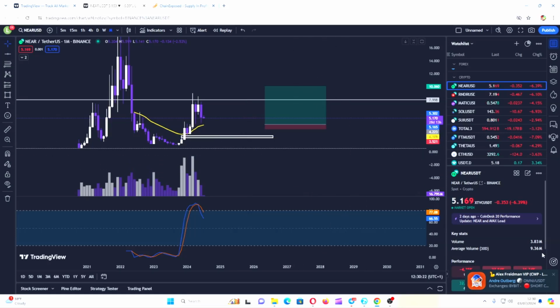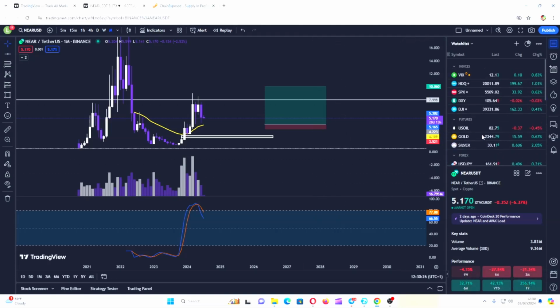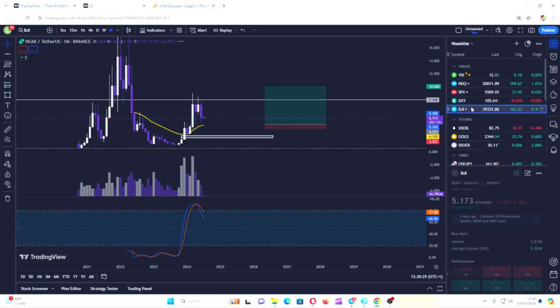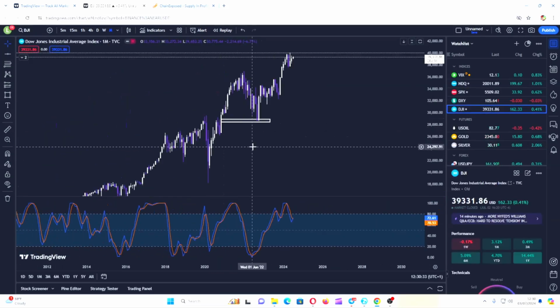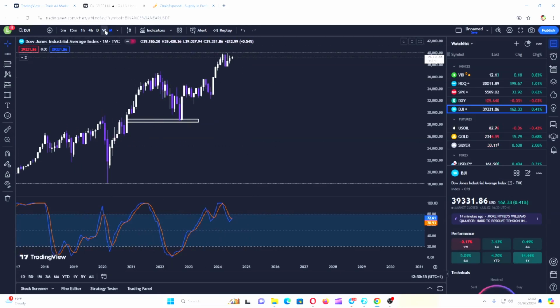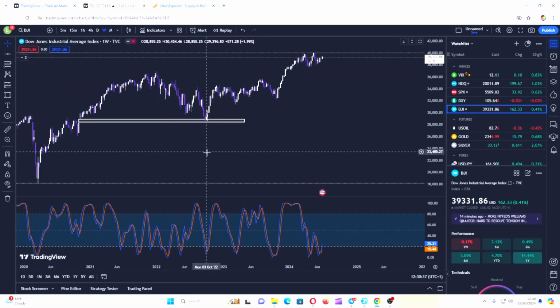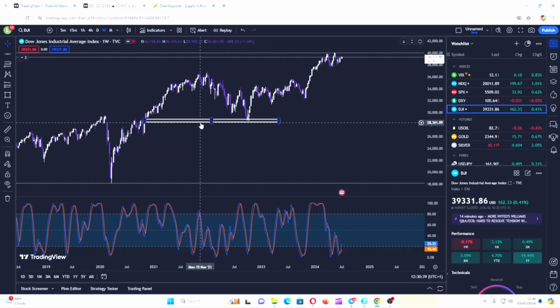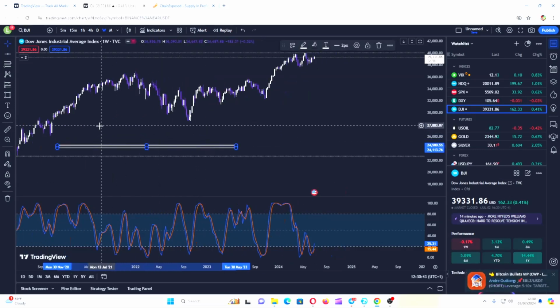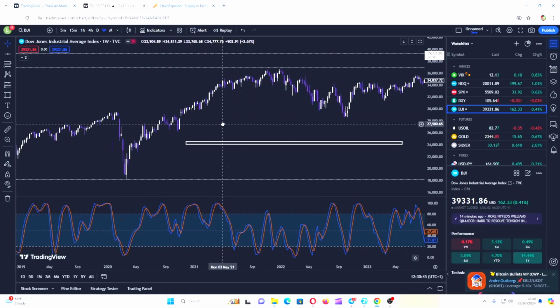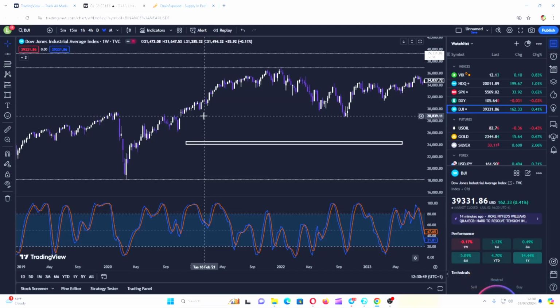So what it is with a fair value gap, it's a bit like a gap in the market. Let me see if I can find a gap in the market on one of these. Let me have a look on the weekly. Yeah, we've got one right there, what I did mark out. So can you see how we've got a gap here on the weekly on the Dow Jones? So we've got a gap here.